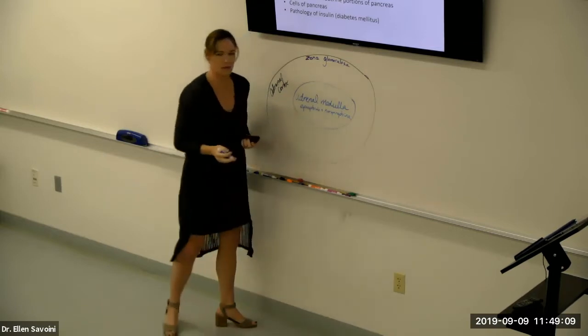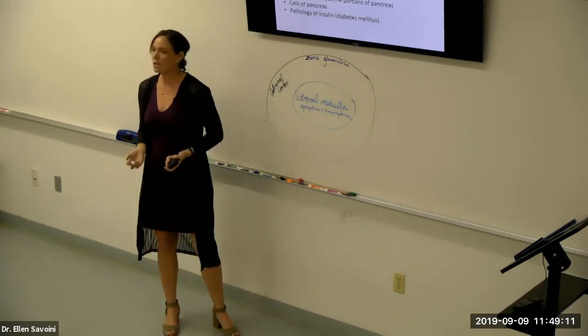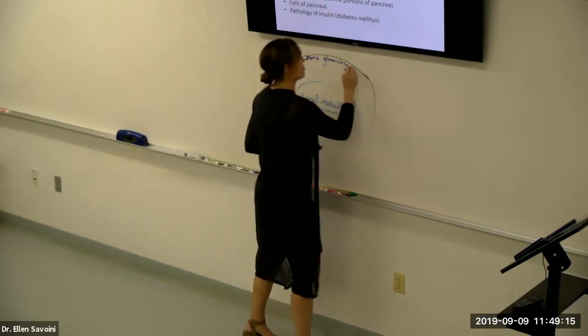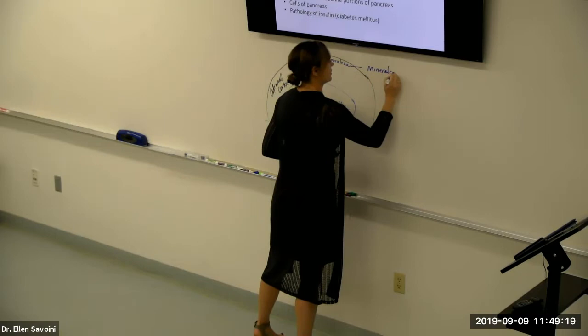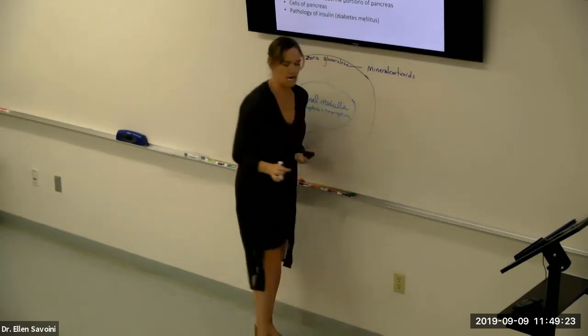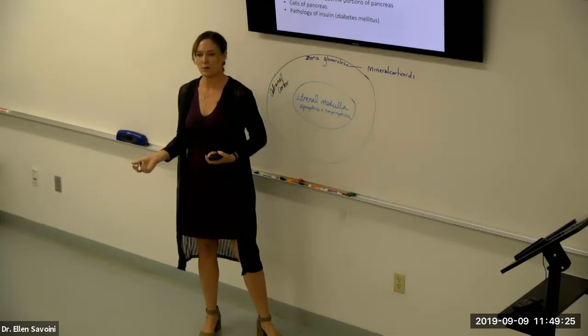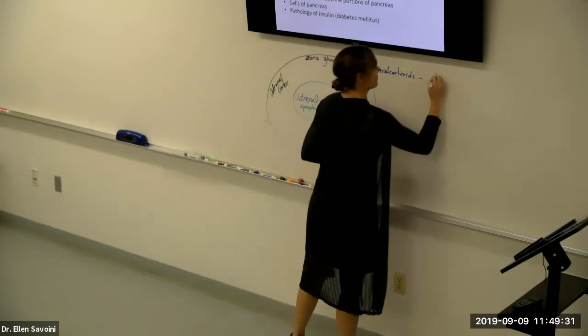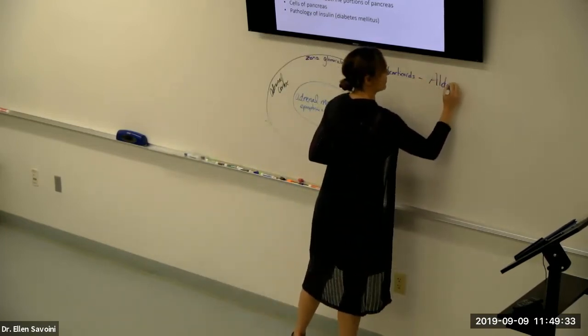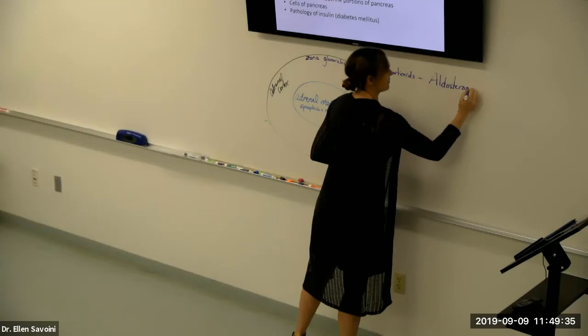What is the family of hormones that the zona glomerulosa produces? Excellent, mineralocorticoids. What's the main mineralocorticoid that we would have? What's the name of the hormone? Aldosterone, excellent.